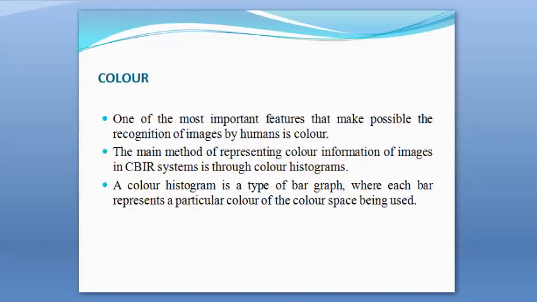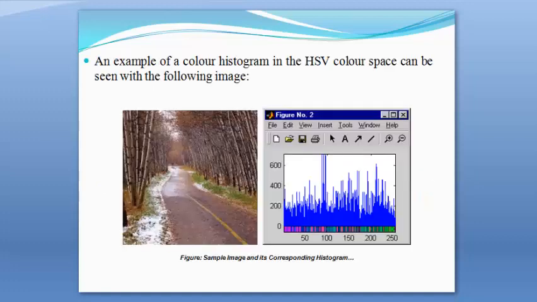Color. One of the most important features that make possible the recognition of images by humans is color. The main method of representing color information of images in CBIR systems is through color histograms. A color histogram is a type of bar graph where each bar represents a particular color of the color space being used. An example of a color histogram in the HSV color space can be seen with the following image. The first image shows the query image and the second image shows the histogram generated for the corresponding image.